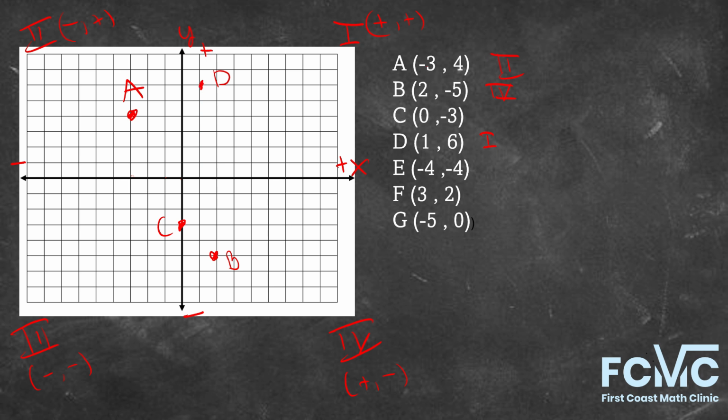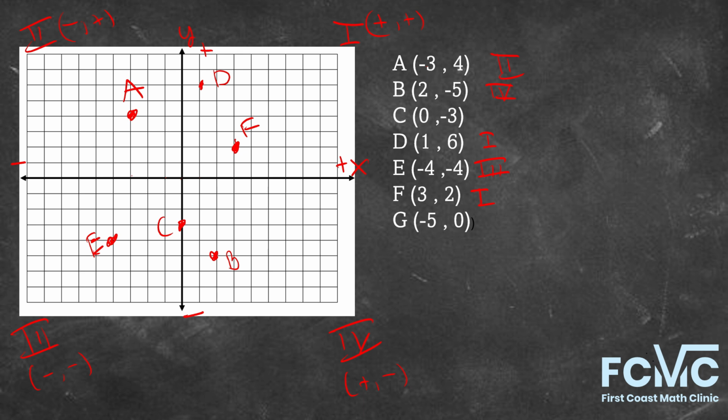E is negative 4, negative 4. So negative, negative is going to be in quadrant 3. So let's move 4 units to the left. 1, 2, 3, 4, and 4 units down. 1, 2, 3, 4. So point E is going to be right here. F is 3, 2, so that's positive, positive, so it's going to be in quadrant 1. So we're going to move over 1, 2, 3, up 1, 2. So point F is going to be right here.